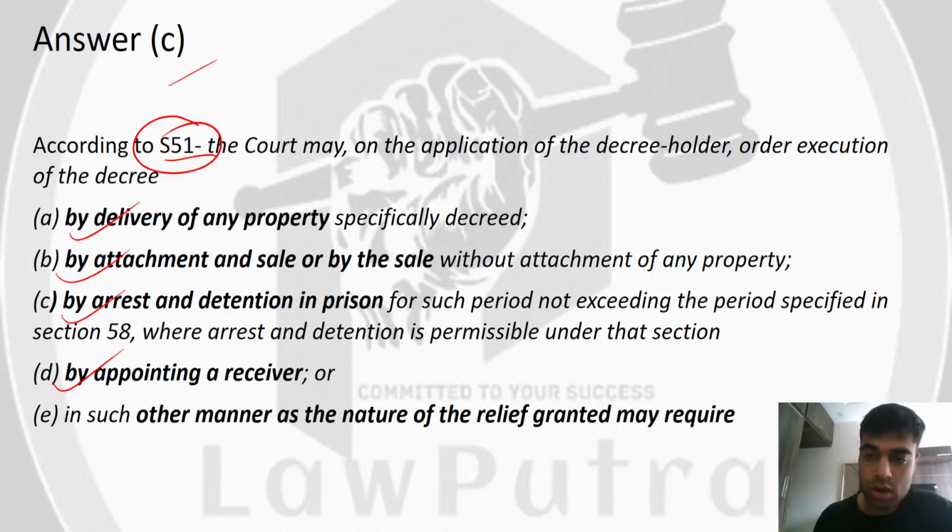If a person does not abide by the decree of the court, then the court can order that his property be delivered to the other person, or his property can be attached and then sold, and the proceeds can be used to compensate the plaintiff, or by arrest and detention in prison. If a person does not agree to abide by the court order, then the court can order that the judgment debtor be arrested and detained in civil prison.